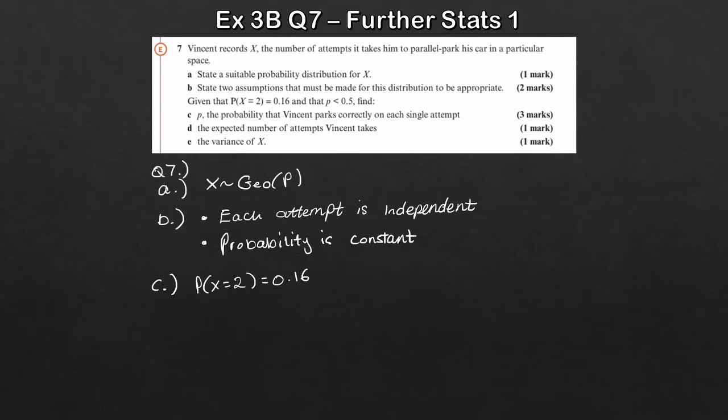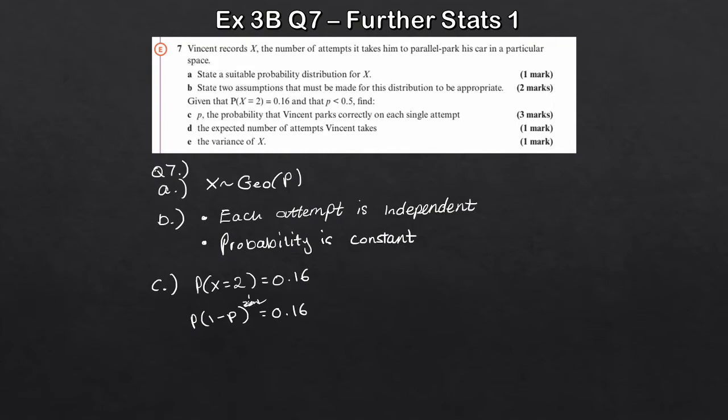Okay. Well, we can write this down. The probability that x equals 2, that's the probability P times 1 minus P to the power, so it'd be 2 minus 1 here. I'm not sure what I was thinking there. 2 minus 1, which obviously would just be 1. So we just write that as P times 1 minus P. Well, we know that's equal to 0.16.